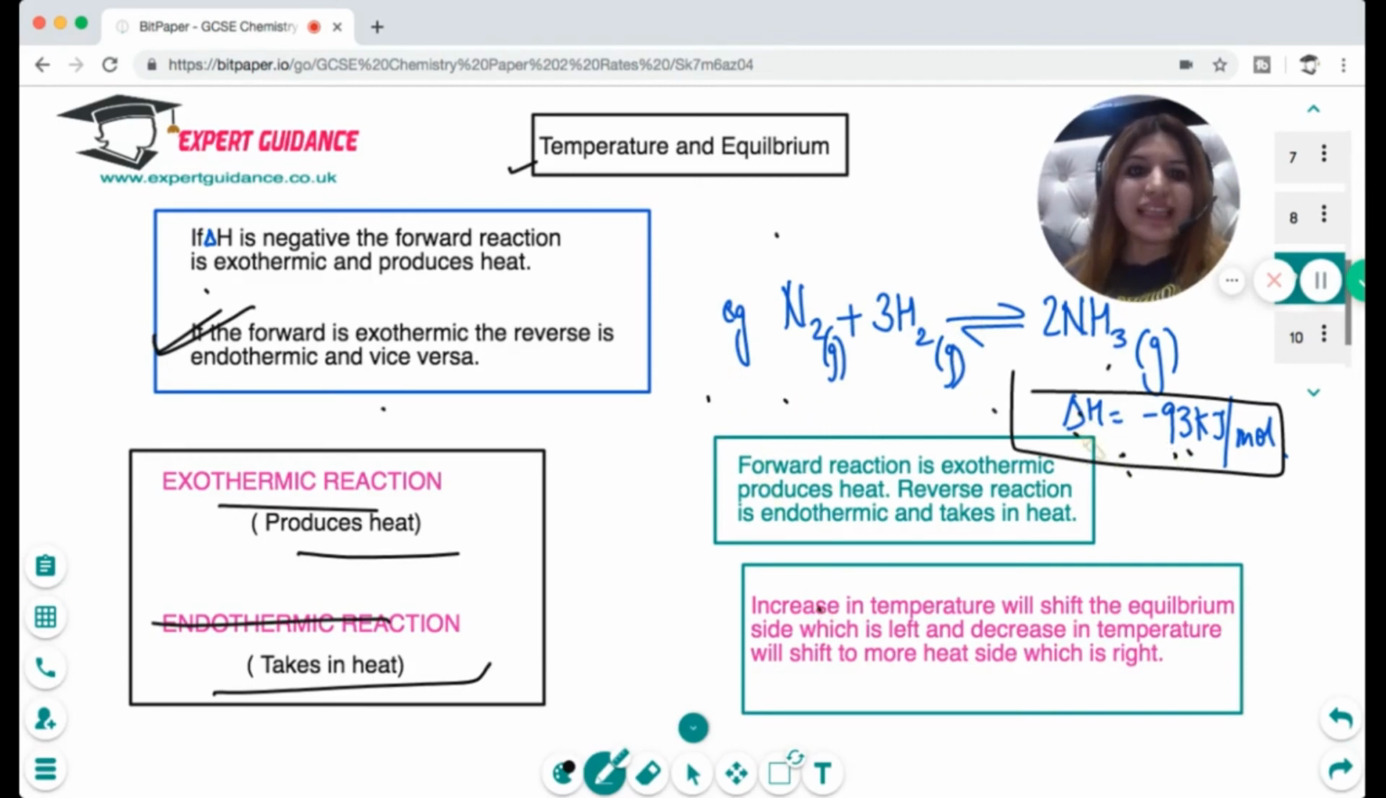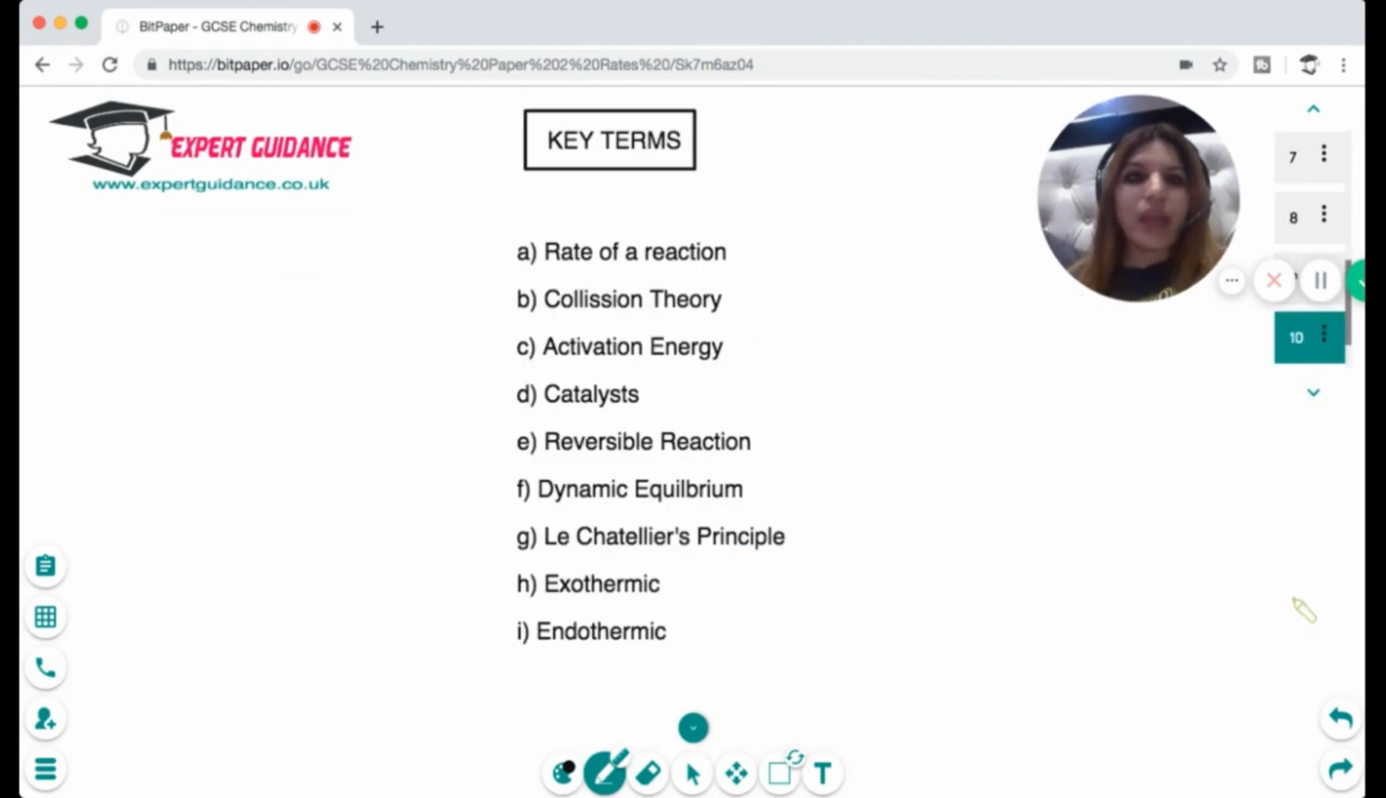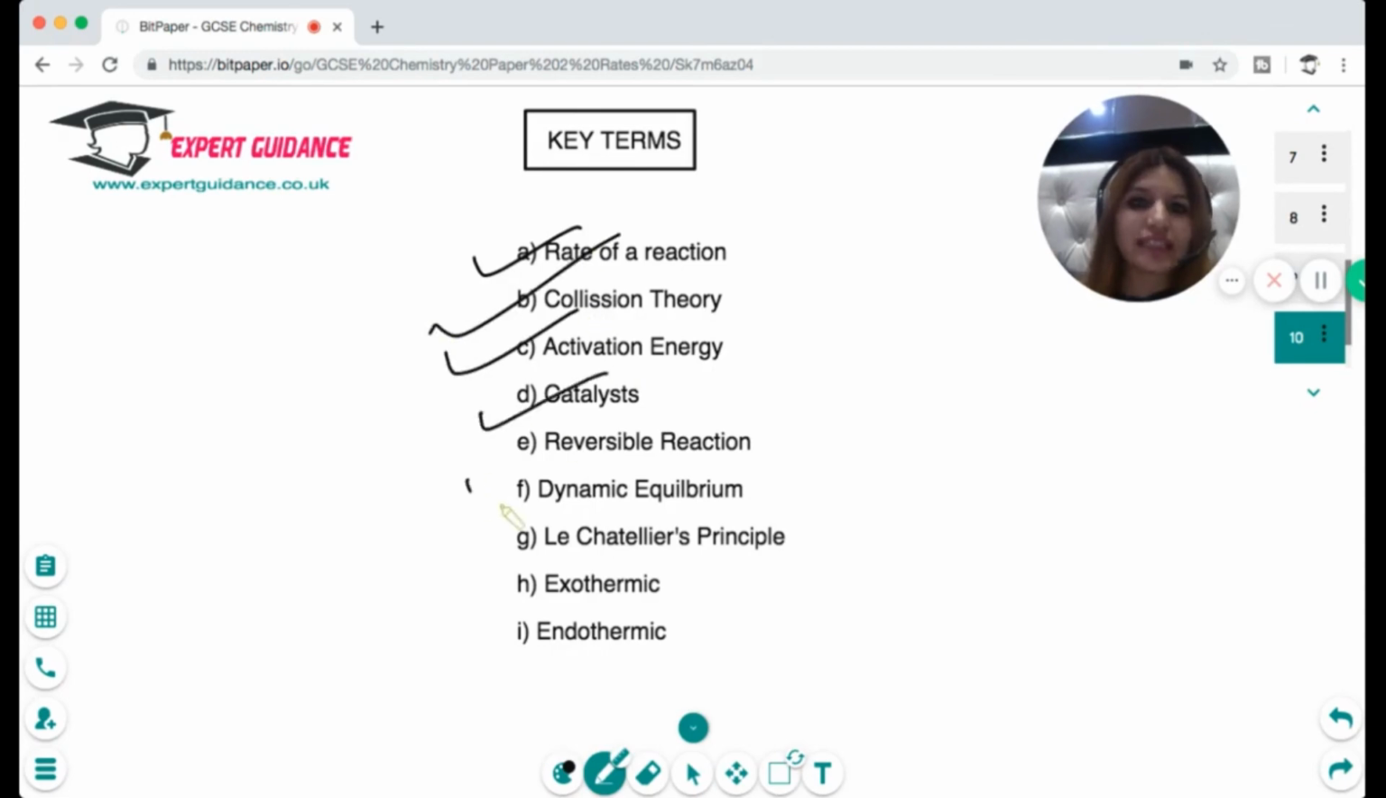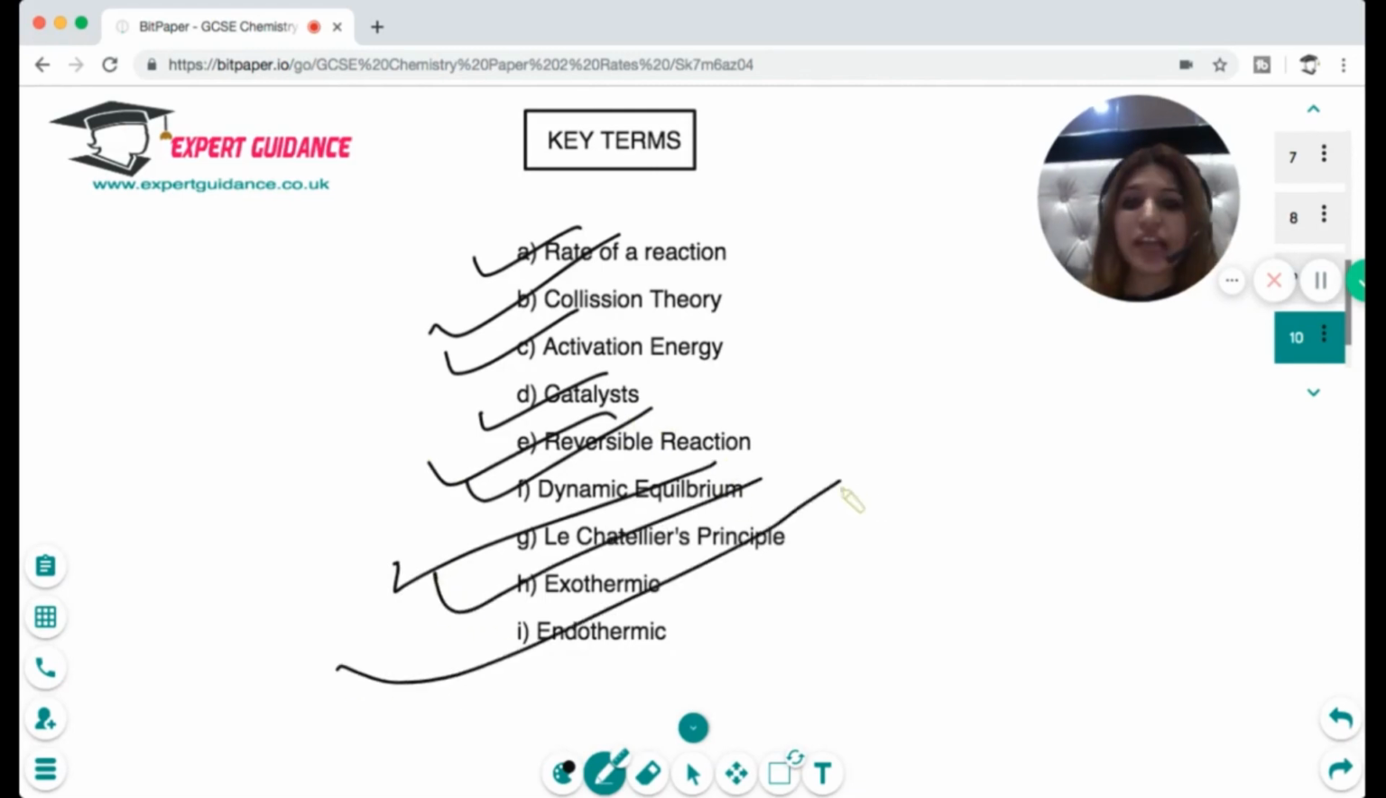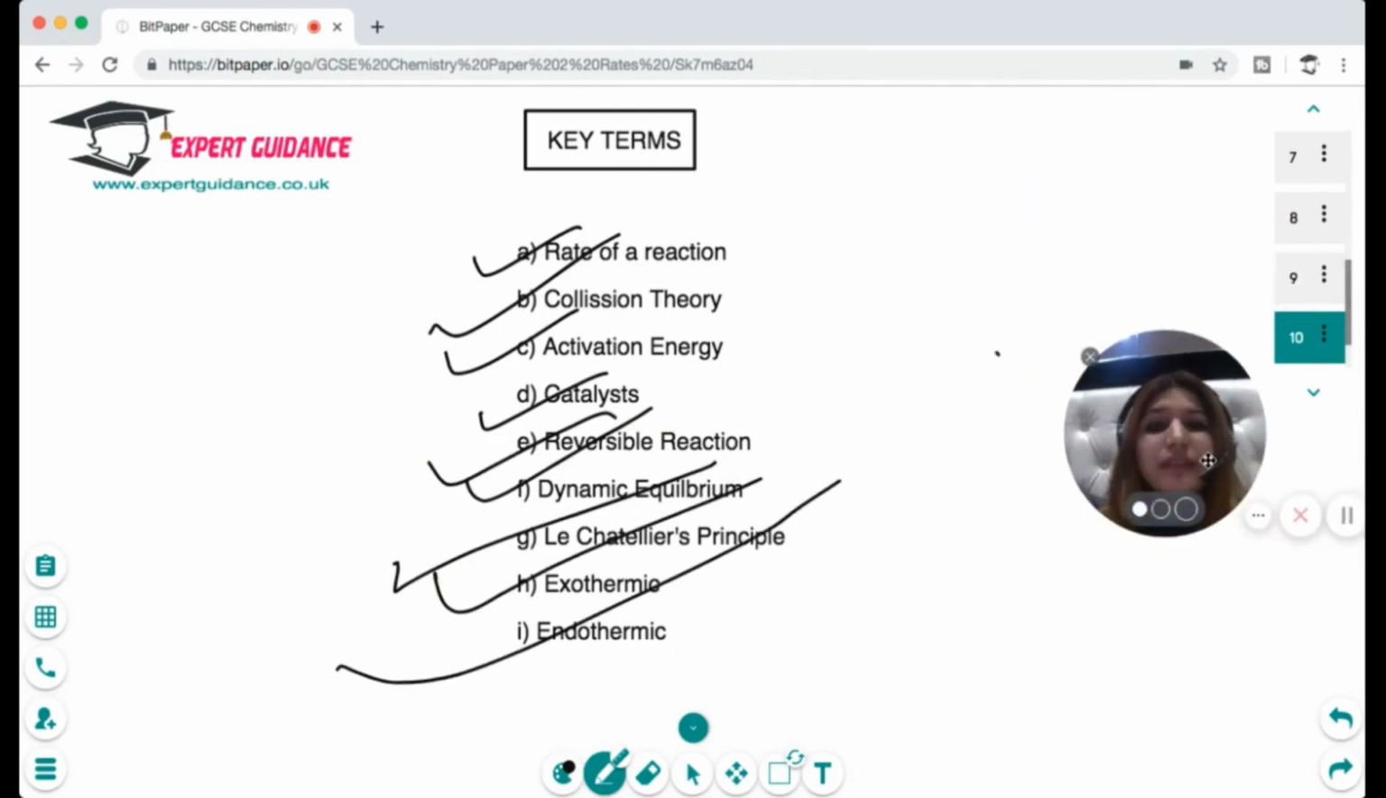So if you increase the temperature, the reaction will move to the side that will decrease the temperature, that is, to the endothermic side, which is the left, and a decrease in temperature will shift the reaction to the more heat side, which is to the right. Okay, so for manufacture of ammonia, we require a low temperature. Okay, so I hope all these effects on equilibrium and rates of reactions are clear to you. Now you should be able to define rate of reaction, collision theory, activation energy, catalyst, reversible reaction, dynamic equilibrium, Le Chatelier's principle, exothermic and endothermic. Okay, pause this video, have a go at these answers.